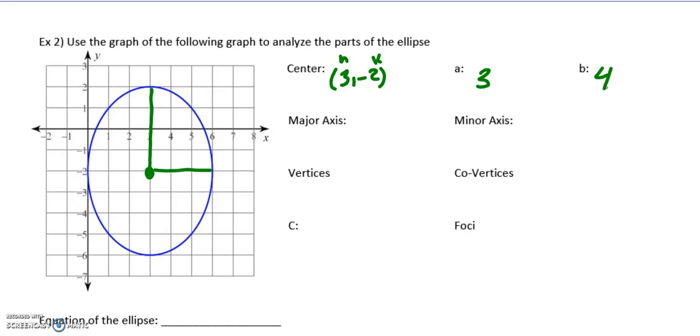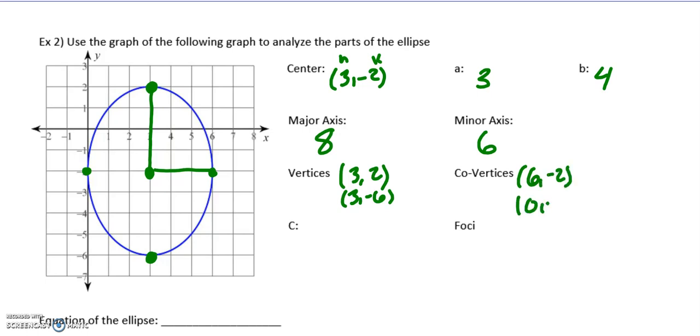My major axis is now up and down. It's vertical. So it's going to be a total of 8 on the major, 4 from the top and 4 from the bottom. The minor axis is now left-right because it's the shorter one, and that's a total of 6. My vertices are here and here at the end of the major axis. So my vertices are 3, comma, 2 and 3, comma, -6. My co-vertices are at the end of the minor axis. So it's going to be 6, -2, and also 0, -2.